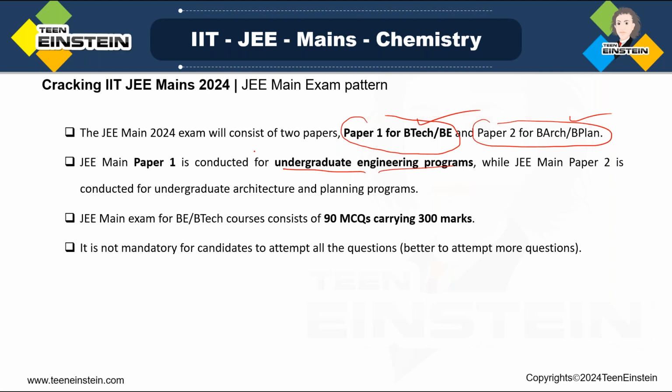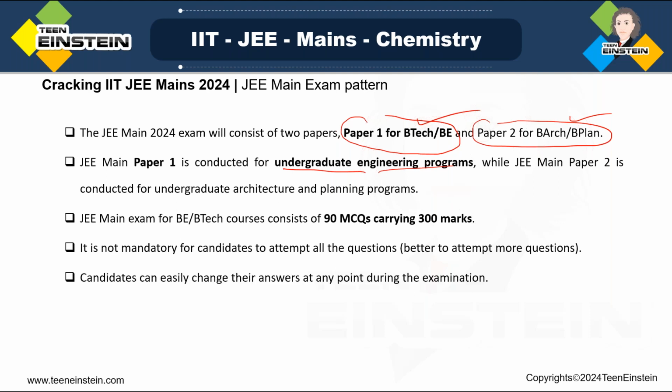Next, it is not mandatory for candidates to attempt all the questions. But it is always better to attempt more questions, because the more you attempt, the more correct answers you can give, even though there is negative marking. So there is more chance to get higher marks and ultimately a higher ranking.